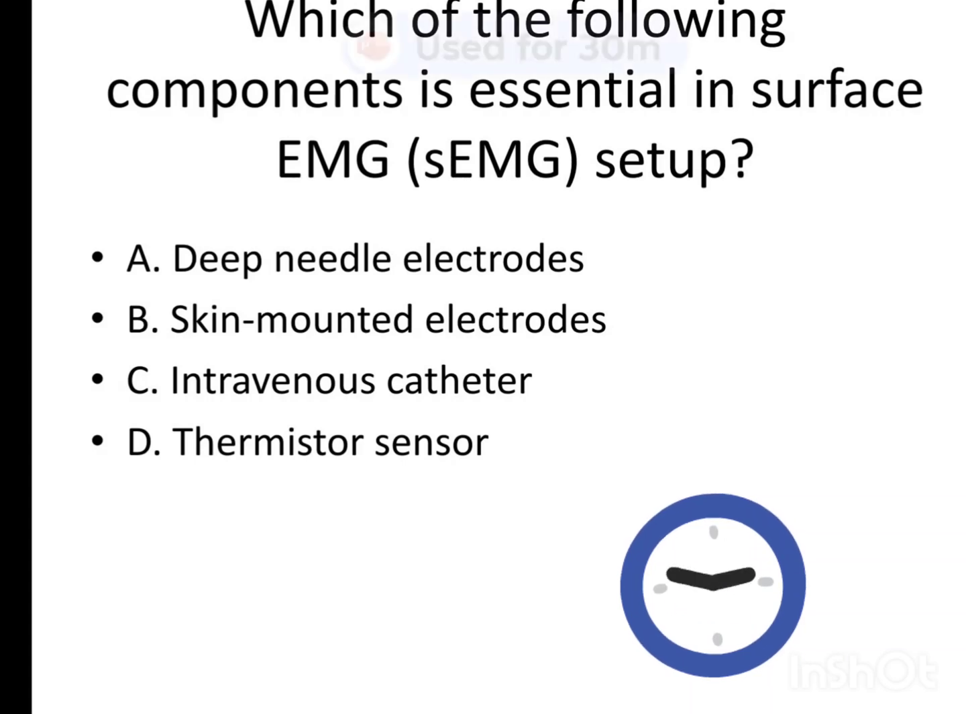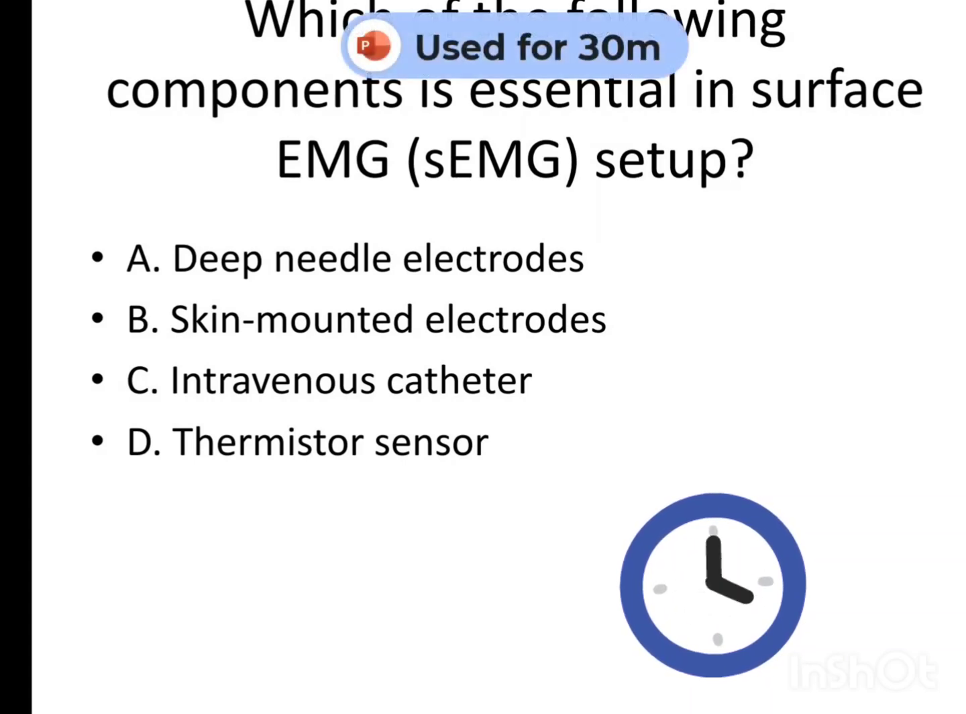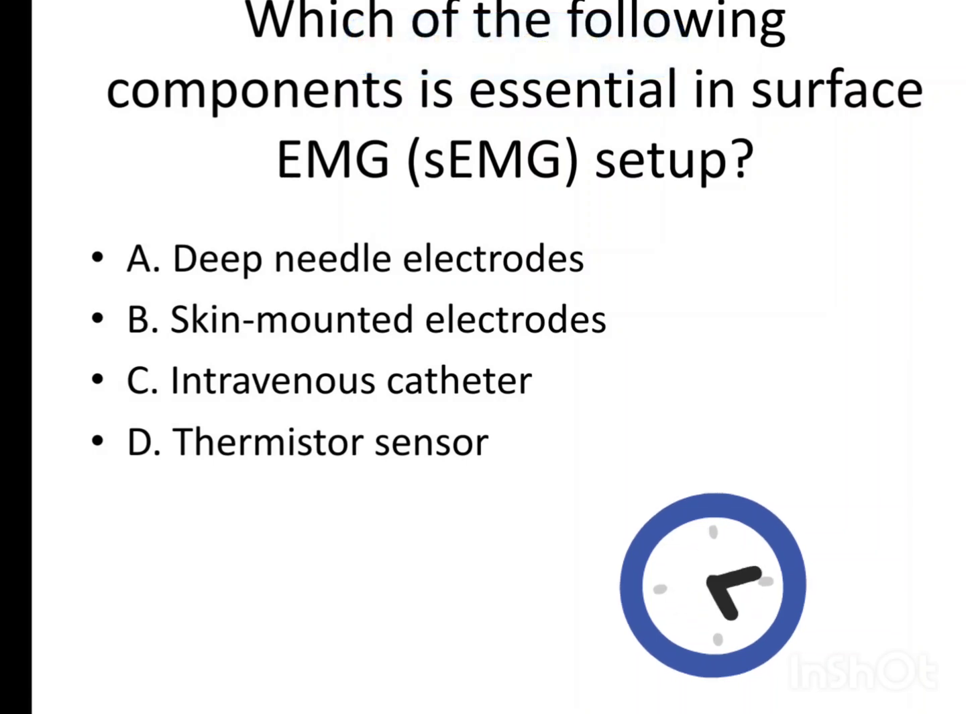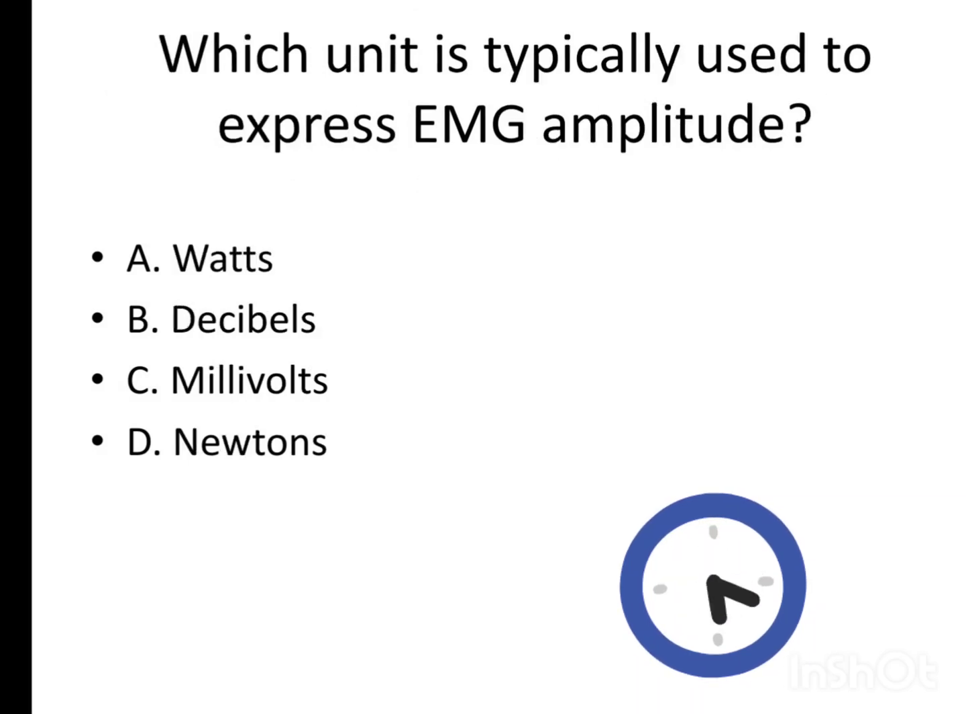Which of the following components is essential for surface electromyography? Actually, we can measure EMG in two ways. The first is invasive, and the second is the non-invasive way. In the invasive way, we need needle electrodes. For surface electromyography, we need skin electrodes. So the right answer is skin-mounted electrodes, which are typically used to measure EMG amplitude.